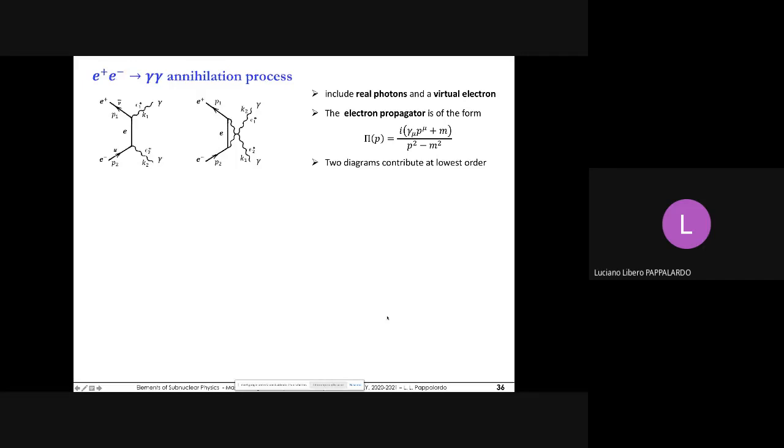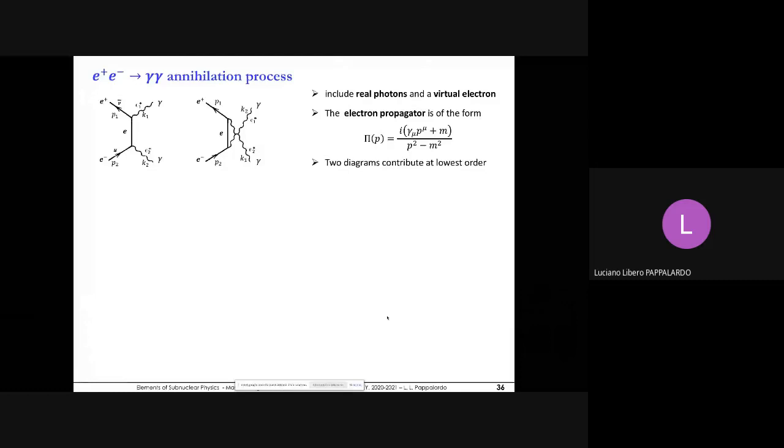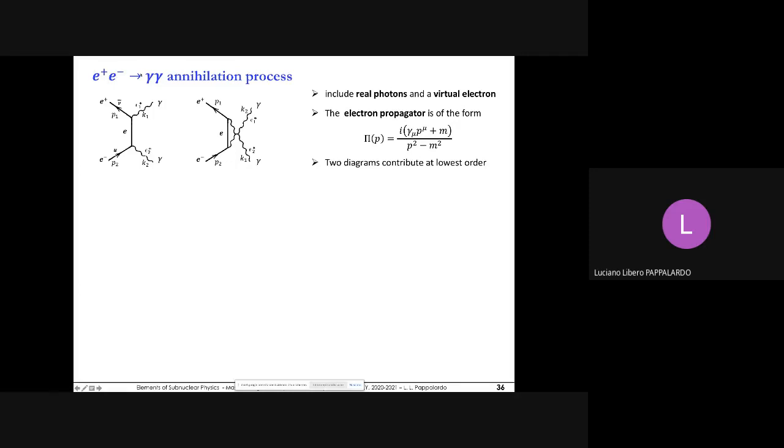So next, I'm going quite fast because I just want you to understand the principles, but not the details. I don't care about the details in these calculations. This is now the e plus e minus into two photon annihilation process. Again, we have two contributing diagrams, and again the virtual particle is an electron. So again, we have to take into account this kind of electron propagator.